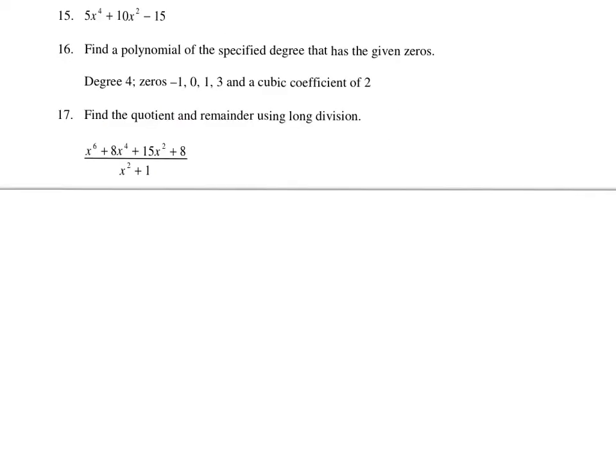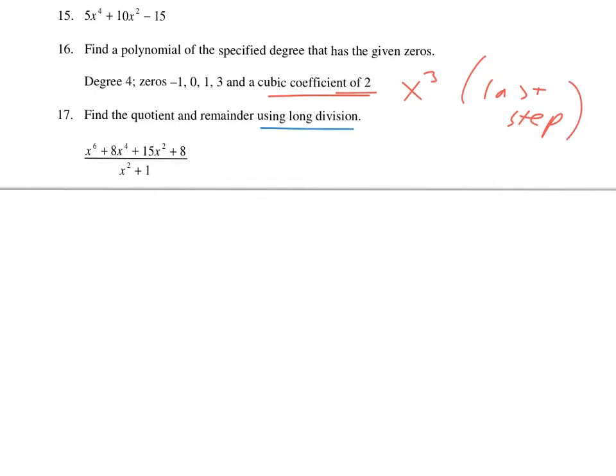All right, number 16 is kind of very similar to the other ones we've done here, except they want the cubic coefficient of 2, so that's the x cubed. So that's the last step. You just multiply the whole equation by something to turn it into that. I'll go and do number 17.